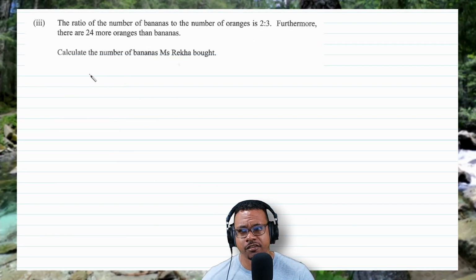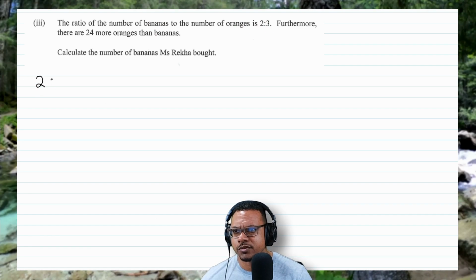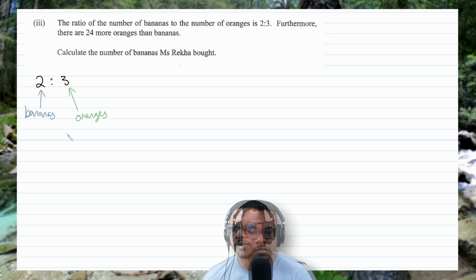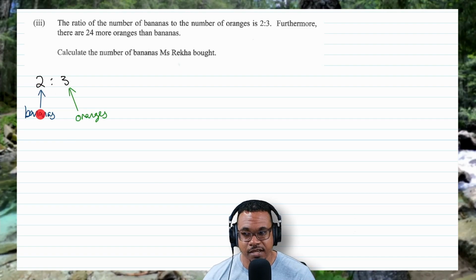Now for question B, part 3, we have the ratio of the number of bananas to the number of oranges is 2 to 3. 2 shares here would represent the bananas, and 3 shares here would represent the oranges. I'll write that out. So we have the ratio of 2 to 3, with the 2 shares representing bananas and the 3 shares representing oranges.